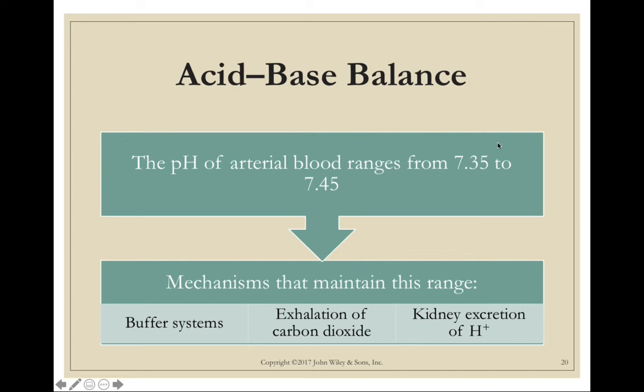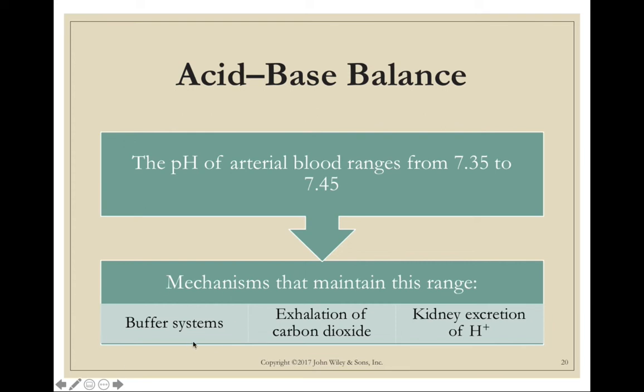Anything beyond 7.35 is when our blood is too acidic, and anything beyond 7.45 is when our blood is too basic. There are several mechanisms that we're going to see that will help to regulate our blood pH and keep it between these very narrow parameters. Buffer systems is one mechanism that's going to be extremely helpful for this.